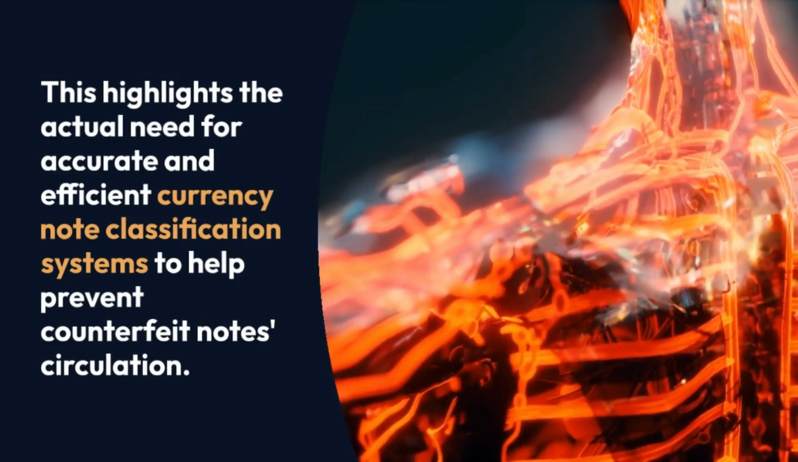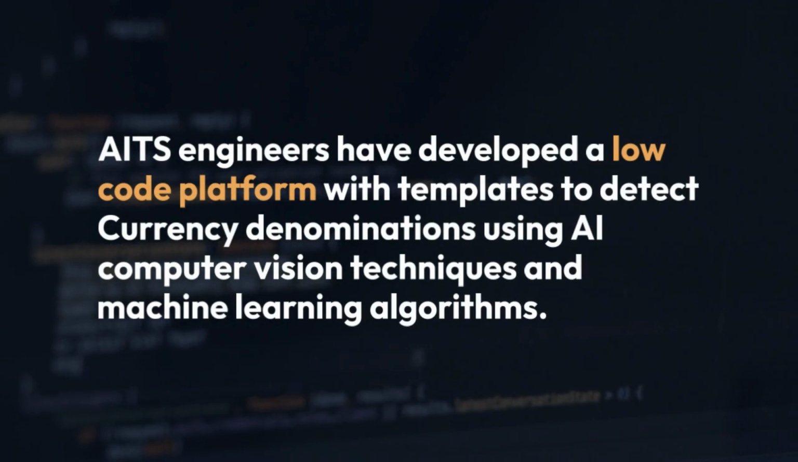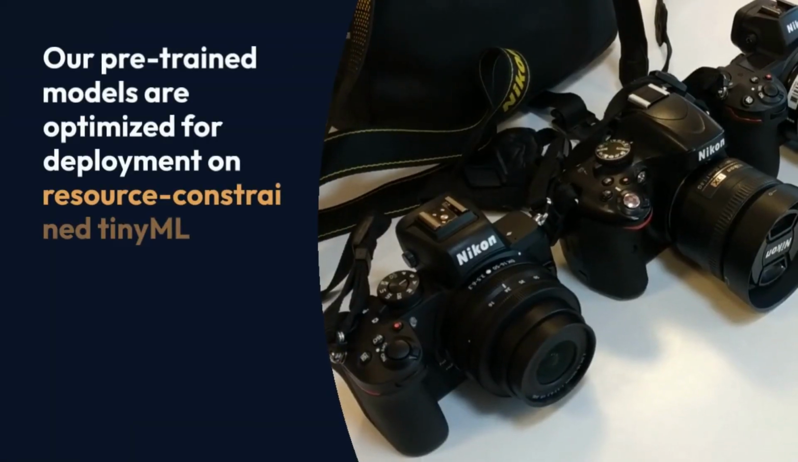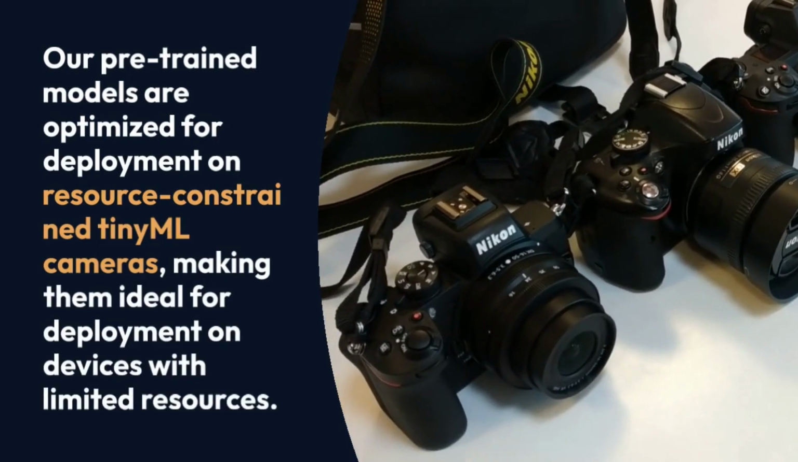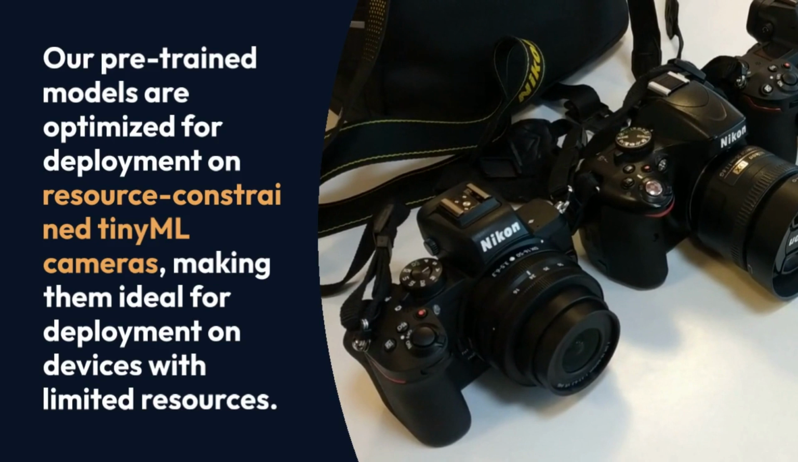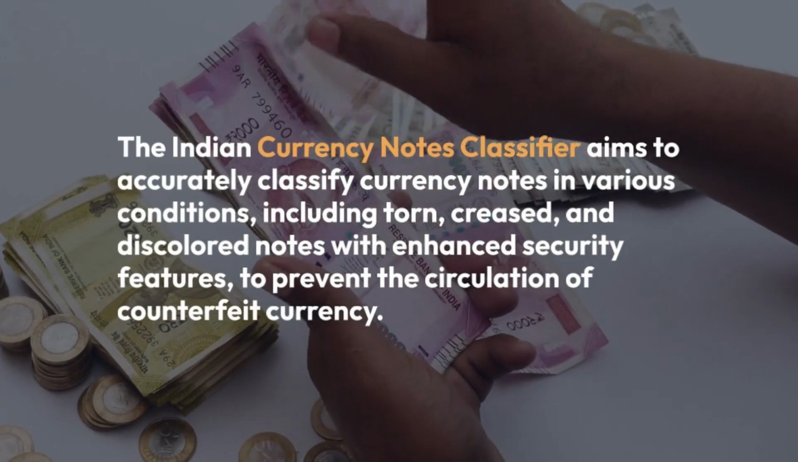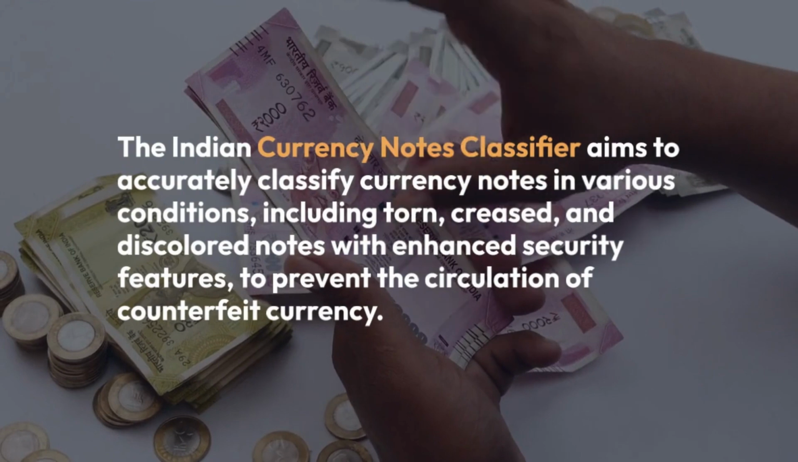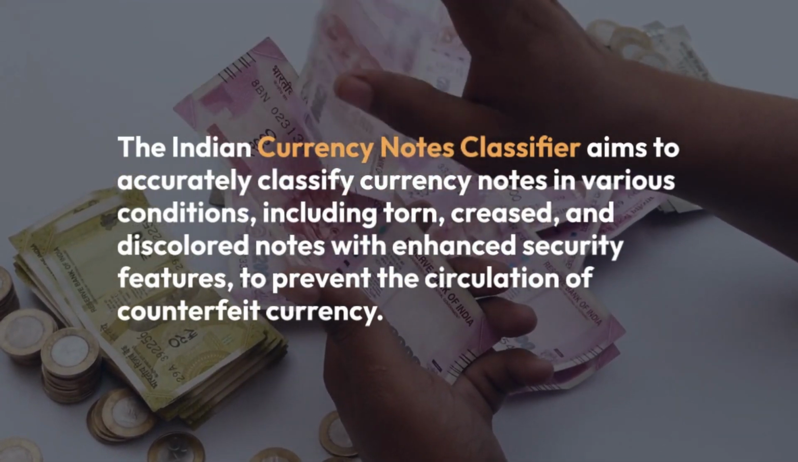AITS engineers have developed a low-code platform with templates to detect currency denominations using AI computer vision techniques and machine learning algorithms. Our pre-trained models are optimized for deployment on resource-constrained TinyML cameras, making them ideal for deployment on devices with limited resources. The Indian Currency Notes Classifier aims to accurately classify currency notes in various conditions, including torn, creased, and discolored notes, with enhanced security features to prevent the circulation of counterfeit currency.